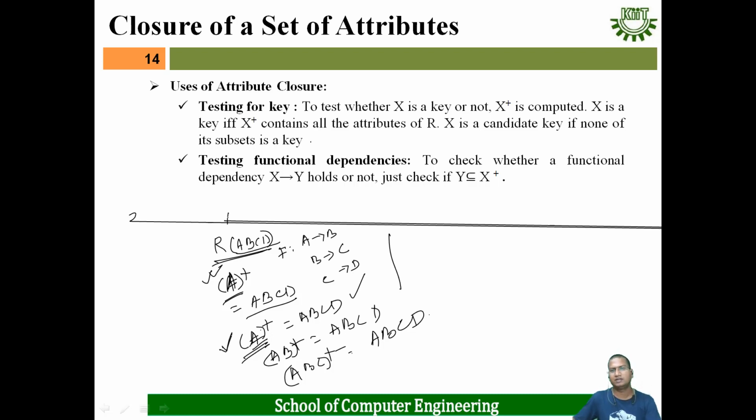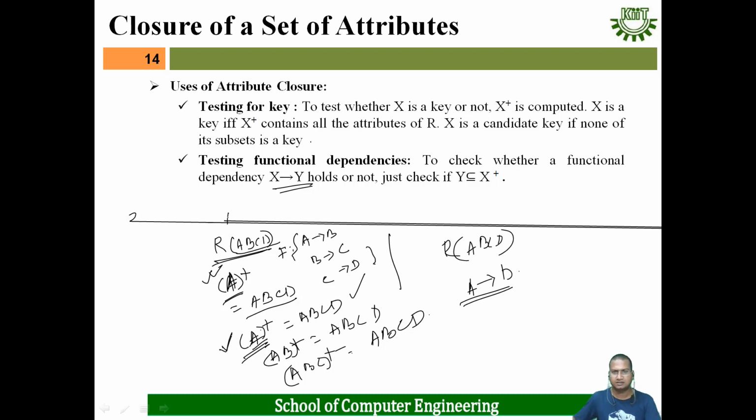Then testing functional dependency. Suppose to check whether a functional dependency X determining Y holds or not. Okay, how to find out that? Suppose R ABCD is given and some functional dependency set A determining B, B determining C, C determining D is there. Then how to check whether A determining D is a functional dependency or not?